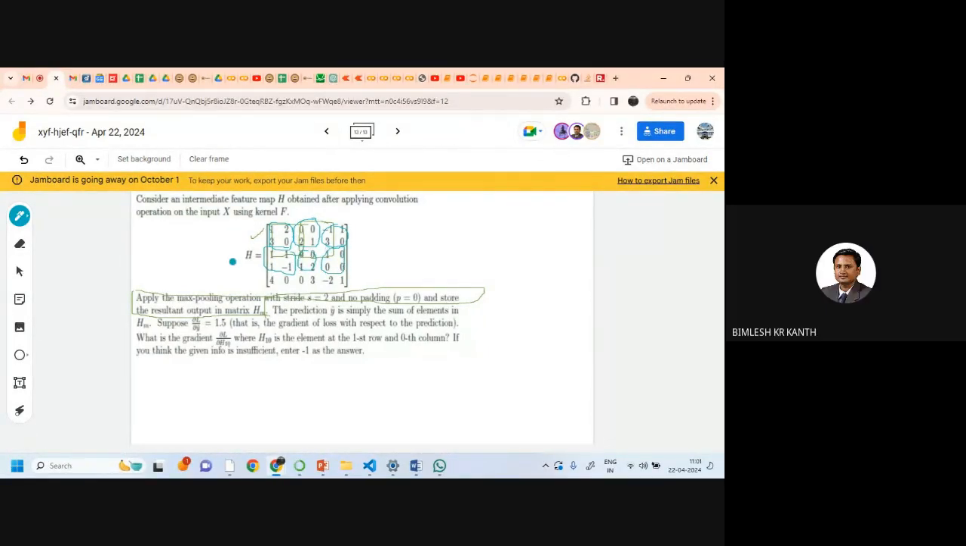So let us try to solve this question assuming a 2 into 2 filter. And stride is given. And they are saying the prediction y hat is simply, so we assume the filter size is equal to 2 into 2.